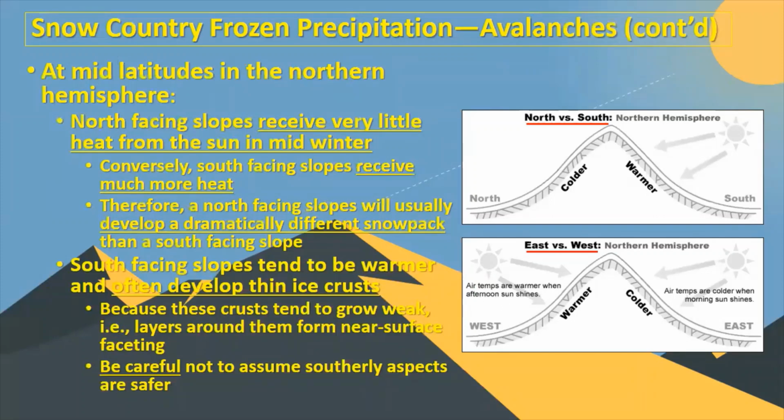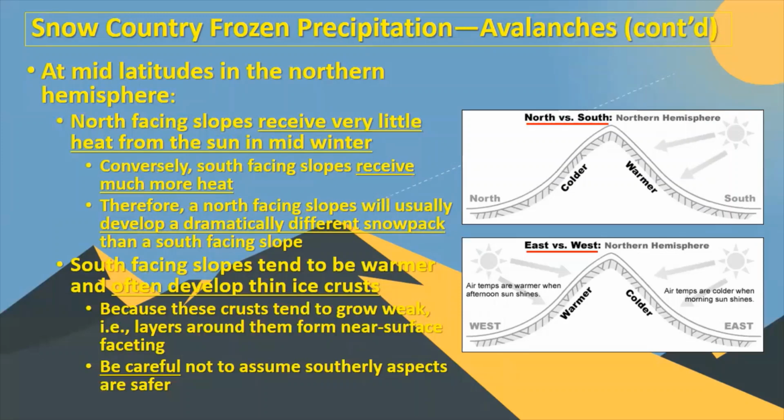So if you look at northern hemisphere conditions, north-facing slopes receive very little heat from the sun in midwinter. South-facing slopes receive much more heat. That's what the diagrams are showing you over there. So therefore, the north-facing slope develops a dramatically different snowpack in terms of the structure and quality of snow, whereas the south-facing slope is going to be warmer and develop thin ice crust, because these ice crusts tend to grow weak. That is, the layers around them form near-surface faceting. I'll show you what faceting is, talking about snow crystals and surfaces of the crystals.